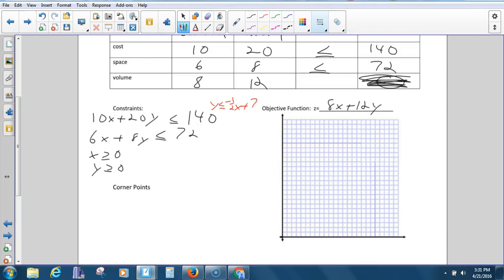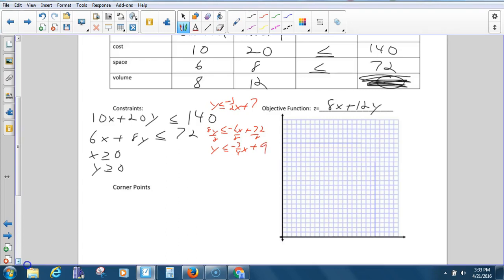Over here, we're going to move the 6x over. I'll show this in 2 steps. 8y is less than or equal to negative 6x plus 72. Then we're going to divide everything by 8, which gives me y is less than or equal to negative 3/4 x plus 9, since 72 divided by 8 is 9.